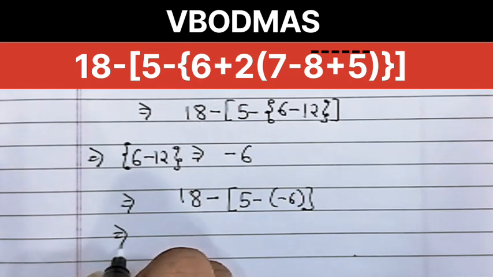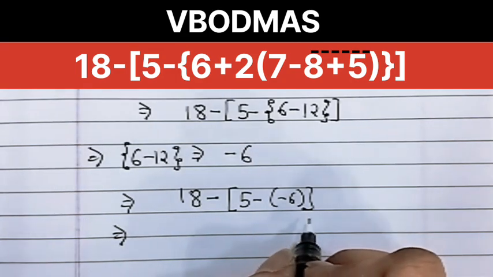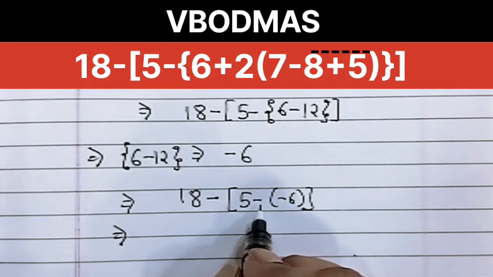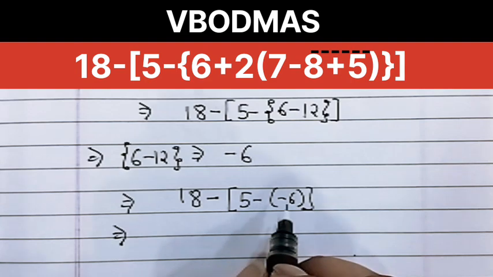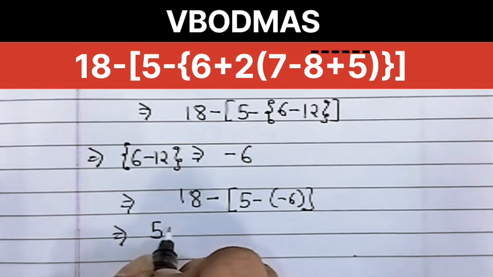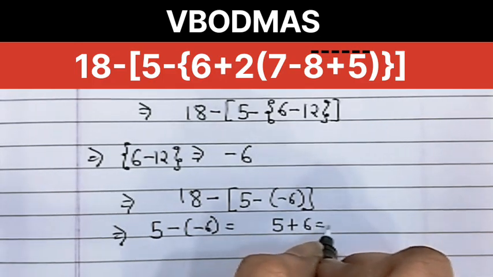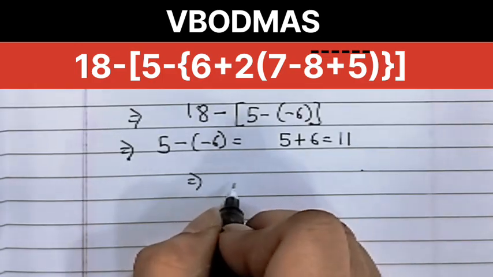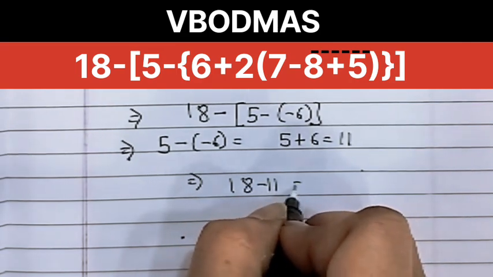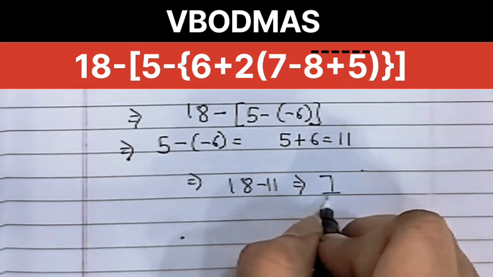Now again step 5, solve the square brackets. Apply the sign property. Here you can see a minus outside a bracket. Change the sign inside: minus minus becomes plus. So 5 minus minus 6 equals 5 plus 6 equals 11. Now the expression becomes 18 minus 11. Finally subtract the values and you will get 7.